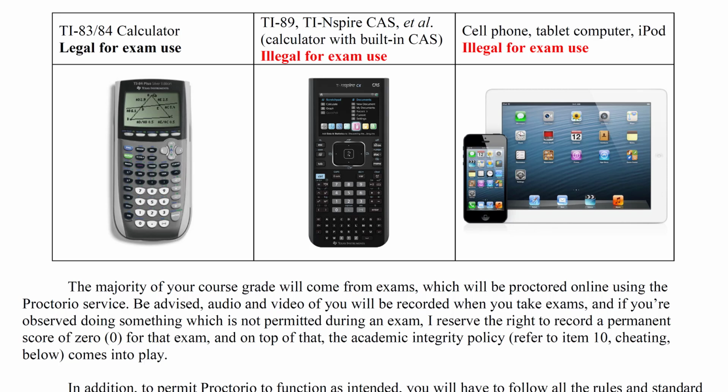One of the things that I'll mention, I've already talked about this very briefly before, is that you're only allowed certain graphing calculators when you take exams. Basically anything from the TI 83 or 84 line is acceptable. But if you're using a calculator that has a built-in computer algebra system, that's a problem. You can get flagged for cheating if you're caught using that type of calculator.